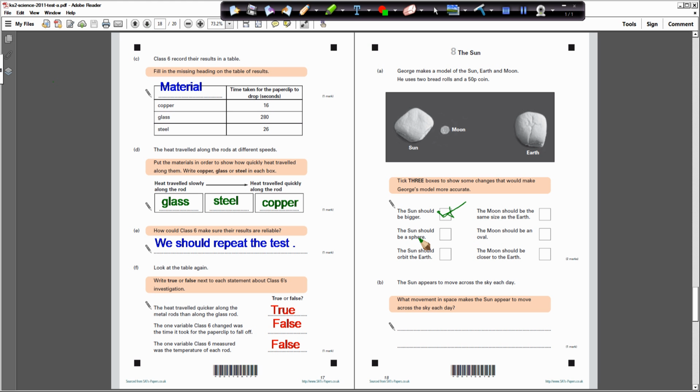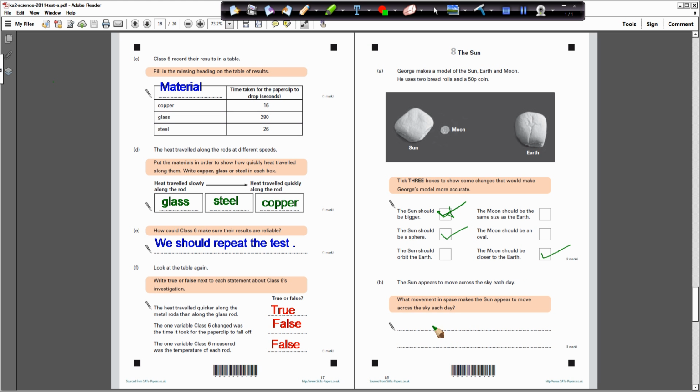The sun should be a sphere. Is that right or wrong? They're saying the sun should be like a ball. No, the sun is not a ball. It is, in real life. It's a sphere. The moon should be an oval. No. The sun should orbit the earth. No. The moon should be closer to the earth. Yes. Now that's 2 marks. You're going to get all 3 ticks in the right place with 2 marks. Are we happy with that?